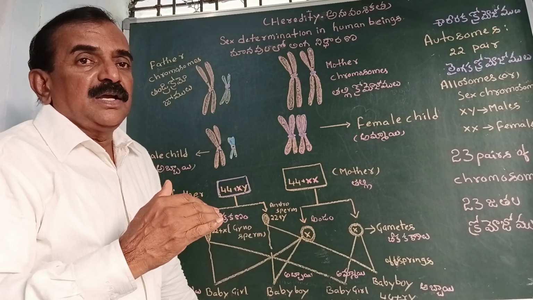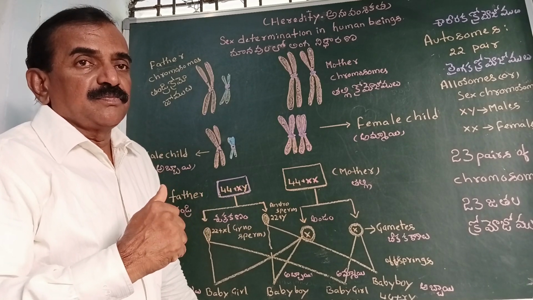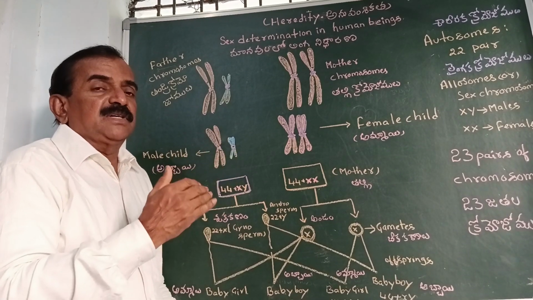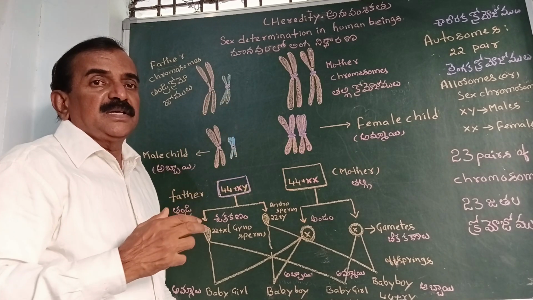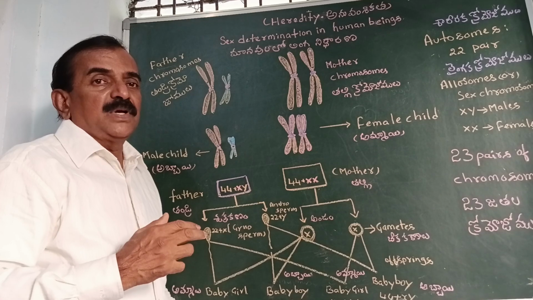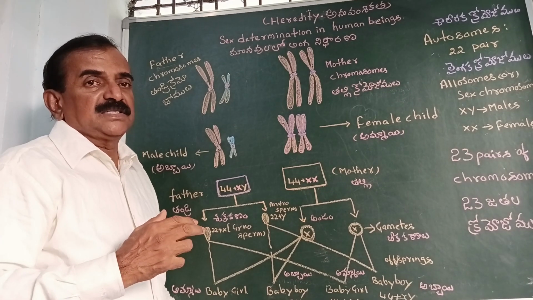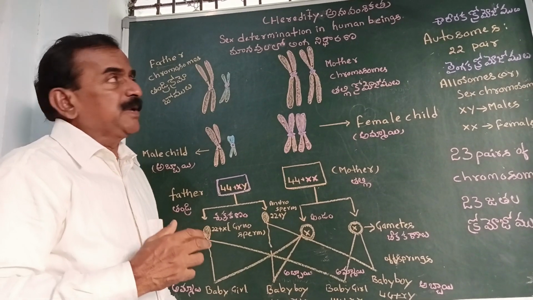179 in the old textbook. And here you see 177. Here you see sex determination in human being, page number 178. Sex determination in human being.